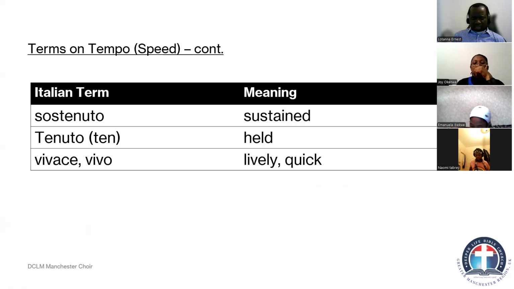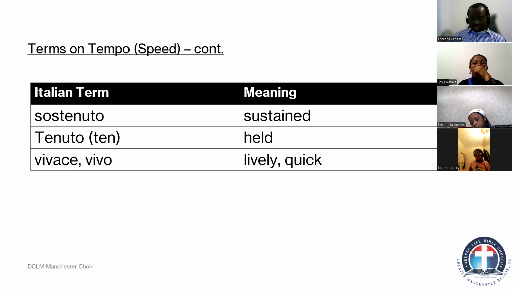Sostenuto means sustain. So when you have that sostenuto term on a particular note, it's as if you are saying pause, sustain that particular part of the song, that particular note, all right? Sustain it. So that is very clear.